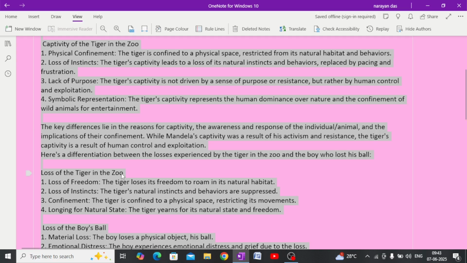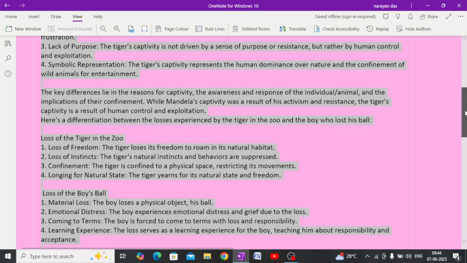Loss of the tiger in the zoo. Number 1, loss of freedom, loss of instinct, confinement. The loss of freedom means the tiger loses its freedom to roam in the natural habitat. Loss of instinct, the tiger's natural instinct and behavior are suppressed. Confinement, the tiger's confinement to the physical space restricting his movements. Longing for natural state, the tiger yearns for its natural state and freedom, which is symbolized by his bright eyes at night looking at the bright stars in the free open skies.